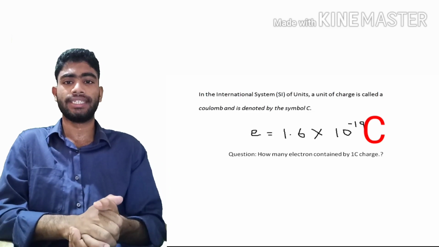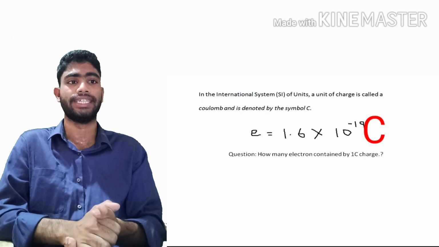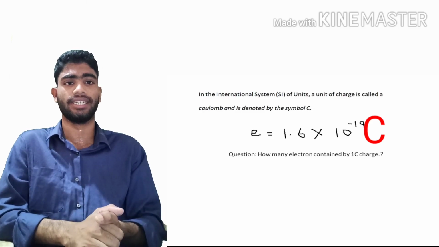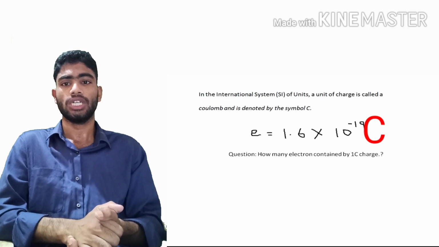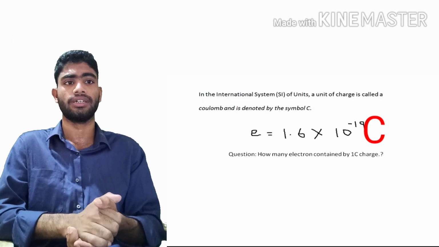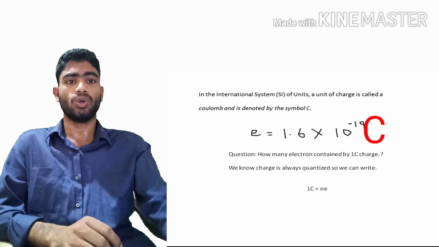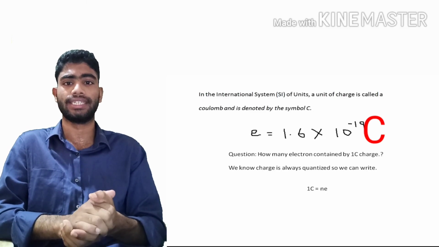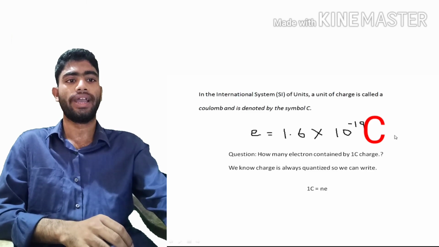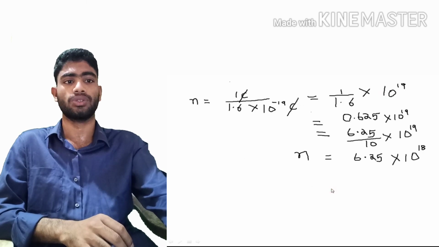Next, let us take an example, a question. We have to find the total number of electrons present in 1 coulomb of charge. The question is: how many electrons are contained in 1 coulomb of charge? So our task is to calculate the number of electrons present in 1 coulomb of charge. By the quantization property of the charge, we can write 1 coulomb equal to Ne, where N is the number of electrons and e is the charge of the electron.